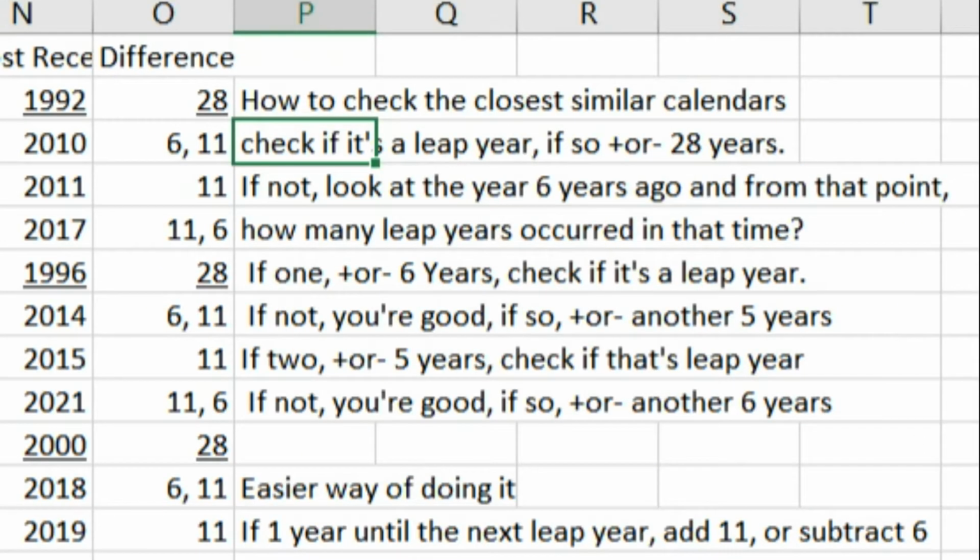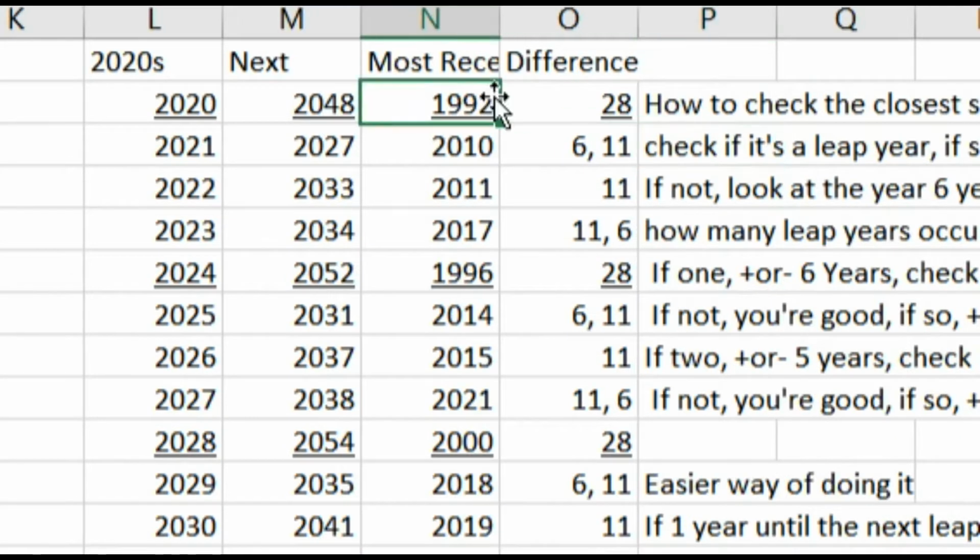All you need to do is check and see if it's a leap year. If it is a leap year, you simply add or subtract 28 years. It doesn't matter really. Although there are some exceptions. No, there aren't exceptions to it. Never mind. Like I said, 28 years ago and 28 years in the future, you can use those calendars. So, if you have a calendar from 1992, you can very well use it in 2048. They're the exact same dates.